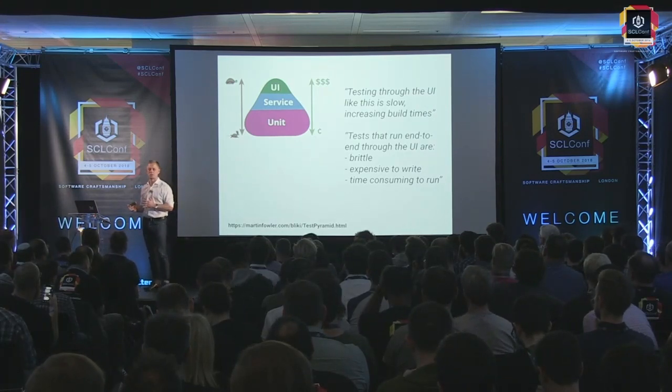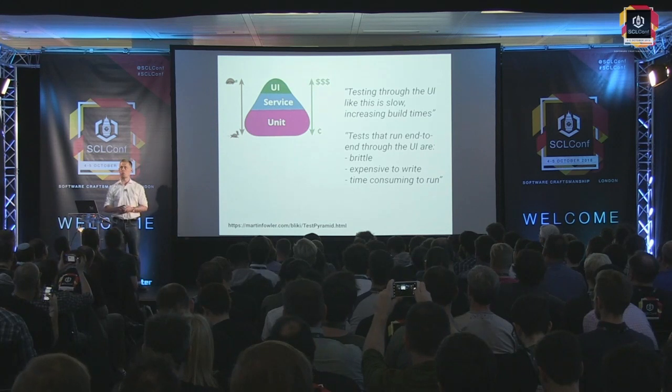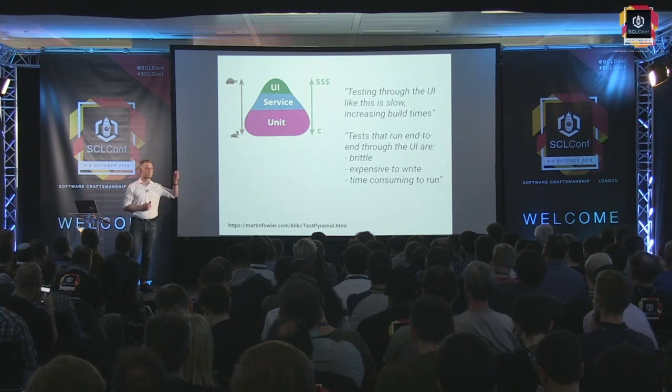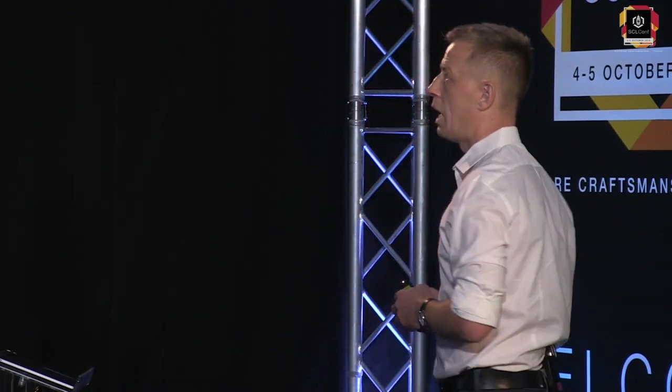So the test pyramid is a guideline about the proportion of different kinds of tests you ought to have in your bag of tests. What it's saying is that you shouldn't have that many UI tests because testing through the UI is slow and it increases build times. Tests that run end-to-end through the UI are brittle, expensive to write and run, and time-consuming. But we all know that unit tests can be isolated from everything, and they can be really fast. So we can have loads of those tests. And then we'll have somewhere in between these things in the middle called service tests, whatever that is.